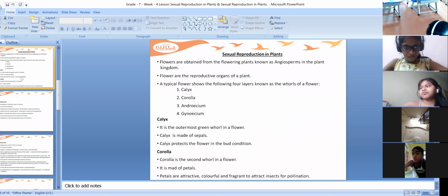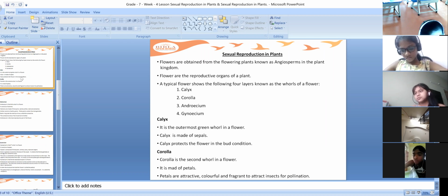So if you see this, corolla is nothing but the petals of the flower. They are very attractive. They have so many colors of petals in a flower. The colorful petals and the fragrance which comes out of the flower are to attract the insects for pollination.